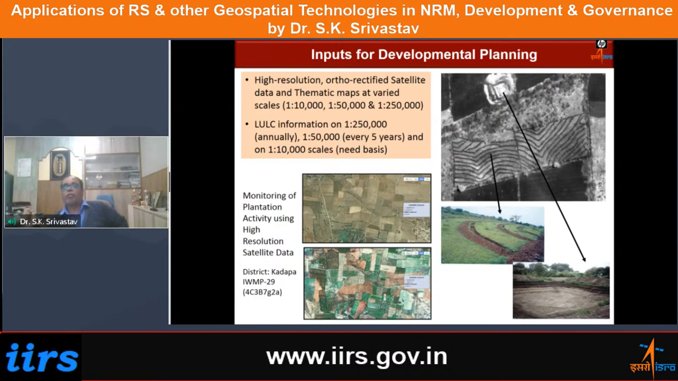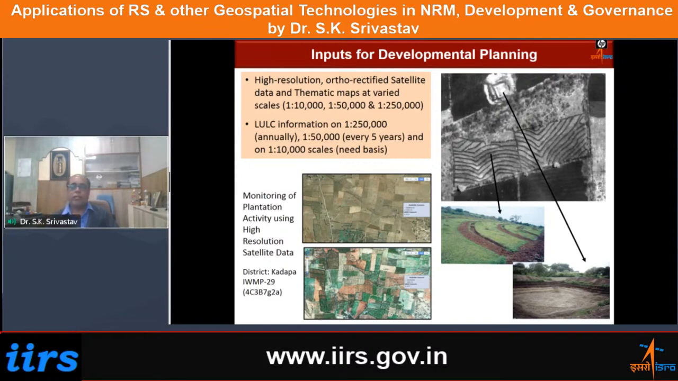The third thing is the land use land cover maps at 10,000 scale. They are available for the entire country. Of course, only one cycle has been completed, and the second cycle is currently going on. And that first cycle, where the mapping has been completed at 10,000 scale, is also available in the portal. So land use land cover information at different scales, both spatially as well as temporally, is available in one portal, which people can use for developmental planning from the local level to the regional level.